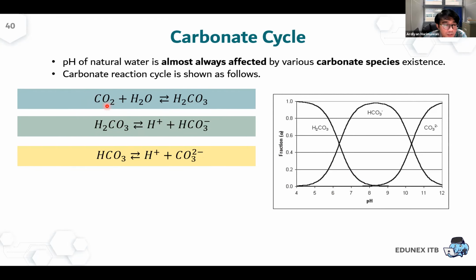So if carbon dioxide is dissolved in the water, it will be carbonic acid, and the carbonic acid will dissociate into bicarbonate, and bicarbonate will dissociate into carbonate. And the pH will influence how much of each compound will be dominant in the water. You can see from this one, right? So this one is carbonic acid, then this one is HCO3 minus, and then this one is CO3 2 minus.